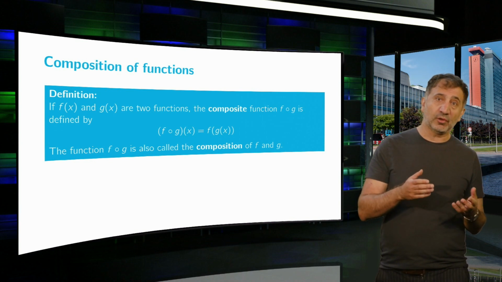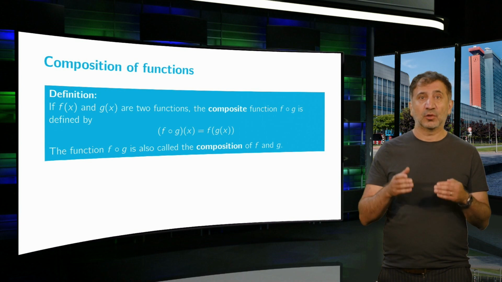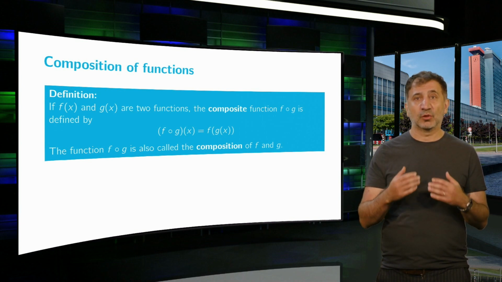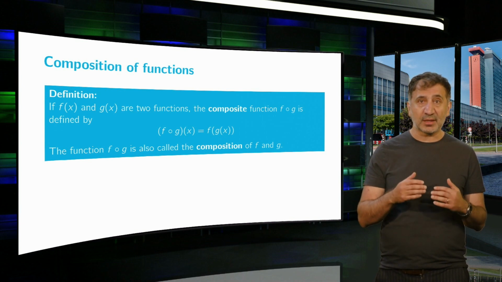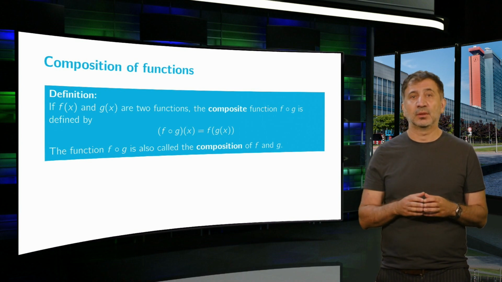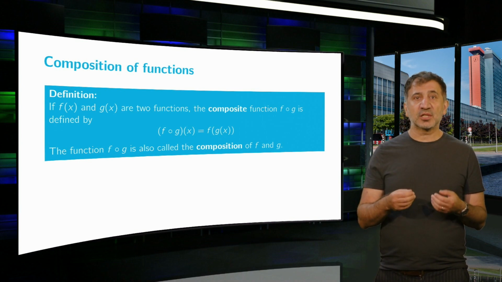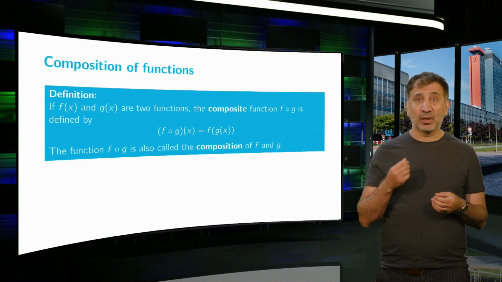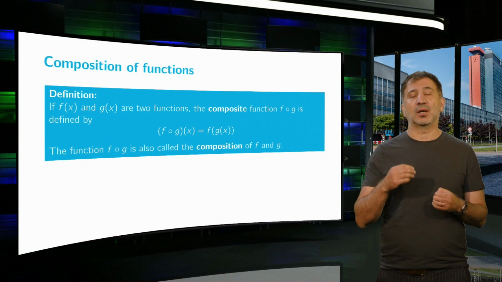The domain of f of g consists of those numbers x in the domain of g for which g of x is in the domain of f. In other words, the composition is defined whenever both g of x and f of g of x are defined.